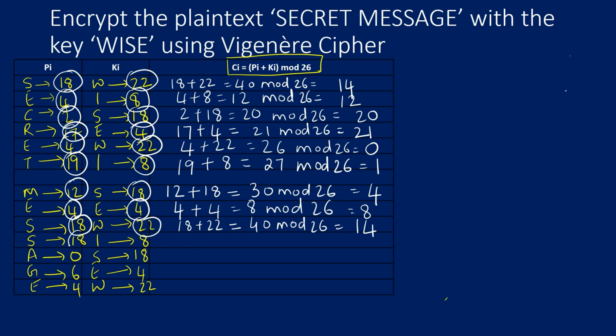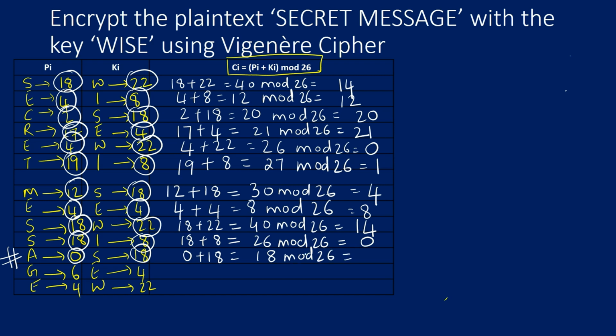The next number to be encrypted is 18 and the number assigned to the key is 8. So we'll do 18 plus 8. 18 plus 8 comes out to be 26 mod 26. So 26 mod 26, as I have already taught you, it is 0. The next number to be encrypted is 0 and the number assigned to the key is 18. So 0 plus 18 is 18 mod 26 and since 18 is less than 26, it continues to remain 18.